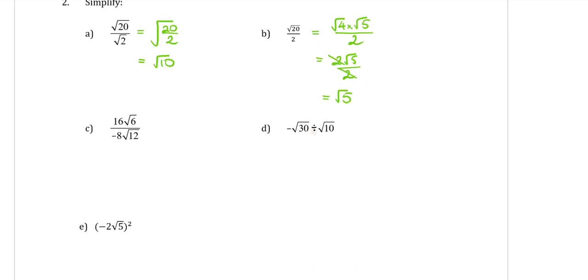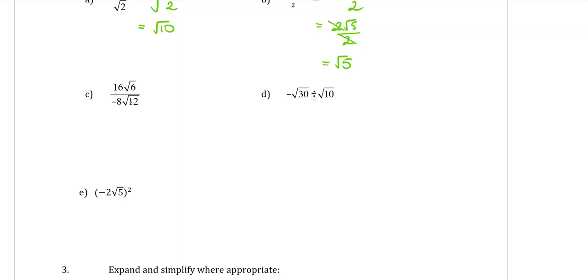Part C. I have a surd on the top and a surd on the bottom, so I'm going to make that into one big square root sign with 6 over 12. The numbers at the front, I'm going to keep them at the front. I've got 16 over negative 8. Okay, so now I'm going to divide each of those separately. 16 divided by negative 8 is negative 2. So a whole number, negative 2, like that. 6 over 12 underneath the square root sign makes a 1 over 2.